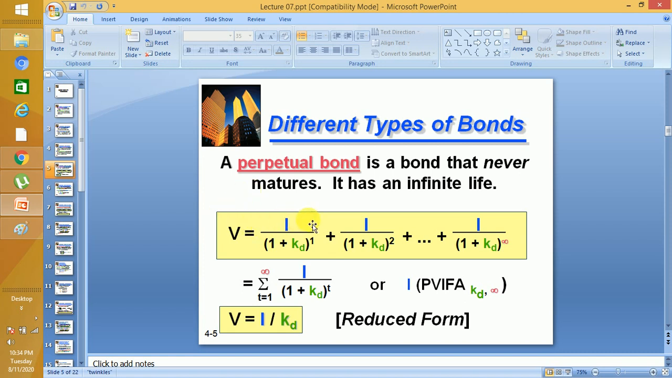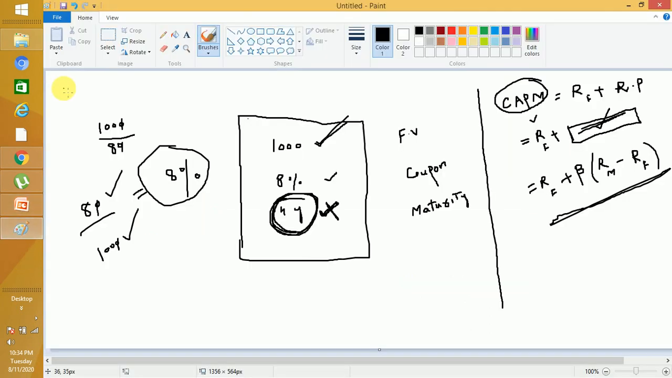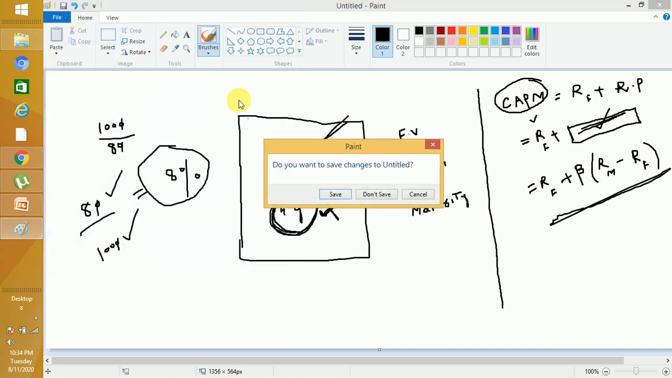Keep in mind, for calculating the value of a bond, we use present value concepts. And you know about the present value concept.